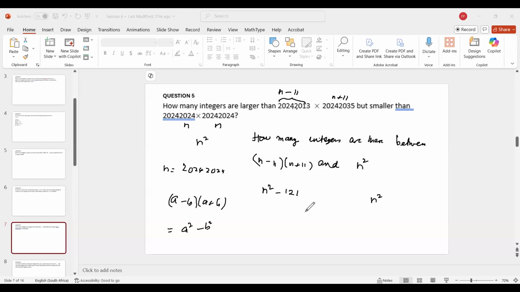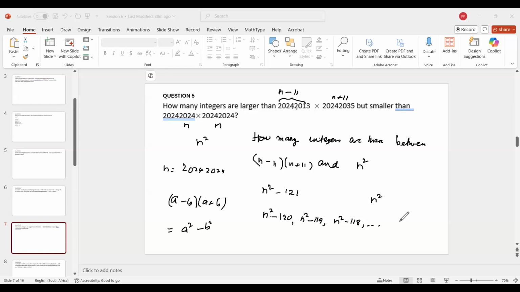So you want to know how many numbers there are between this. So you want it to be larger and smaller. So now, to make this larger, you have to add 1 to this. So we are looking at n squared minus 120. Right? That's the next one. The one after that, you add 1 to this, it's n squared minus 119. Right? Because you're adding 1, it becomes this. The next one is n squared minus 118.